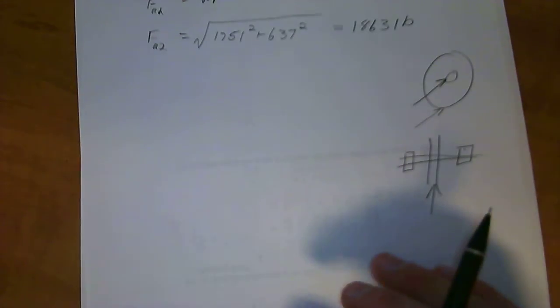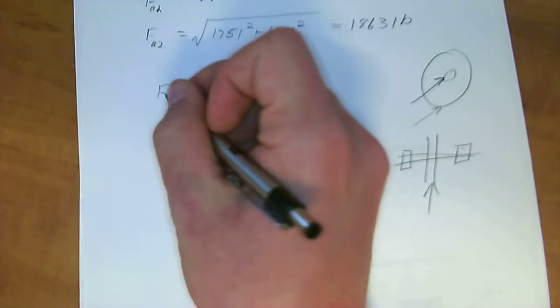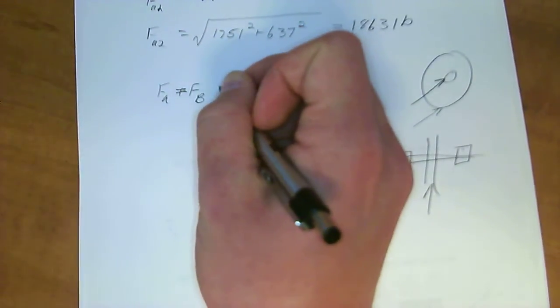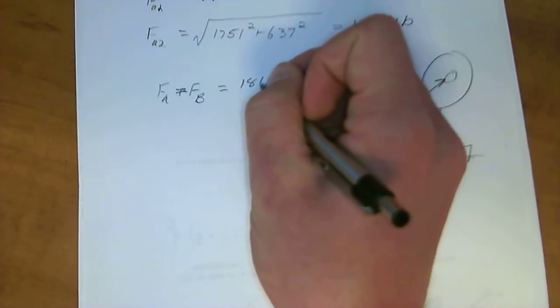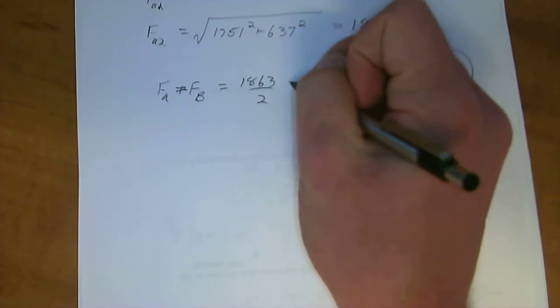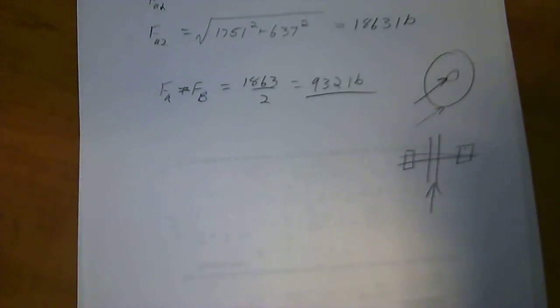You don't need to have an X and Y on it in this problem, so it's no big deal. So then FA is equal to FB, because they're equally spaced, it's going to be 1863 over 2, because each bearing is sharing half of the load, which is equal to 932 pounds.